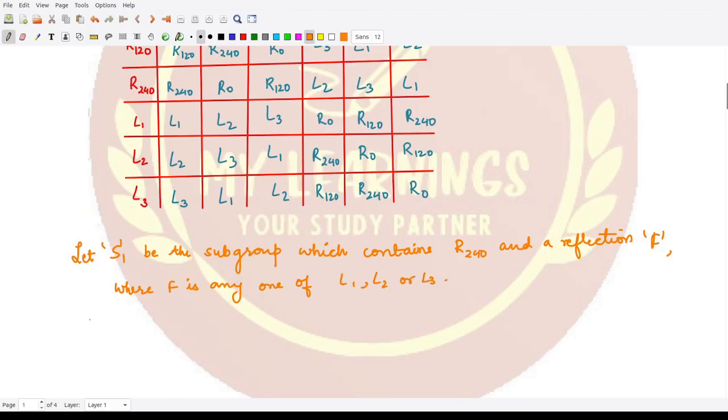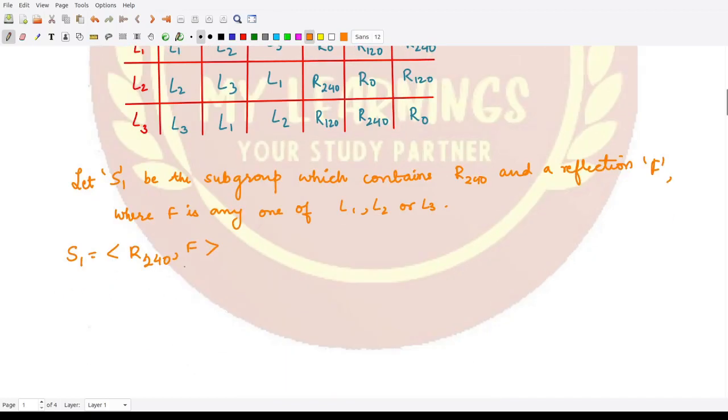So in this case they are saying we have to find a subgroup which is generated by R240 and F. So it should surely contain these two elements. If that is the case, what would be our S1? Let's see what this set is. It would definitely have R240 within it. We are taking F to be L1, so it would definitely contain L1.